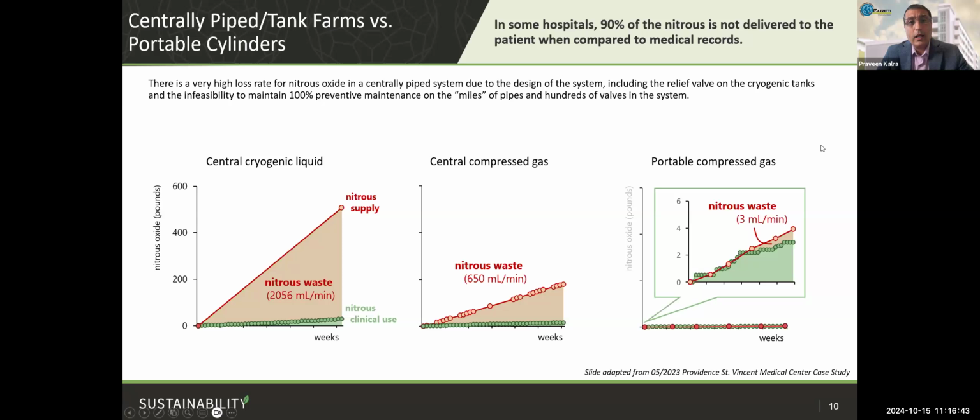On the right-hand side is a graph about portable E cylinders, which are small E-type cylinders available at the back of each machine. You can deliver nitrous oxide directly to your machine with a very minimal amount of pipeline needed to do so, and that reduces the leakage almost to zero. Next slide, please.